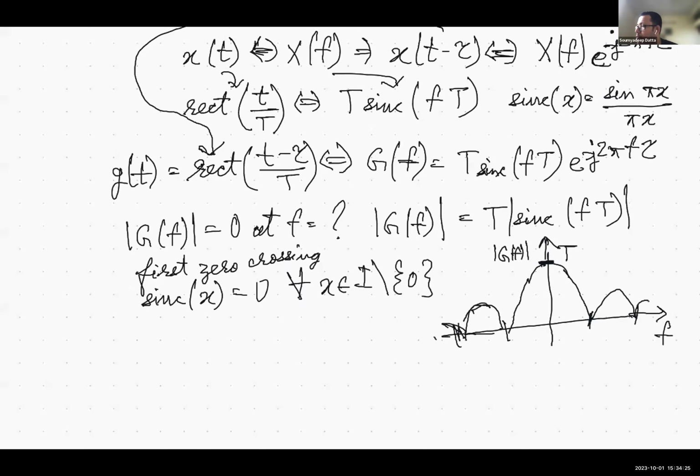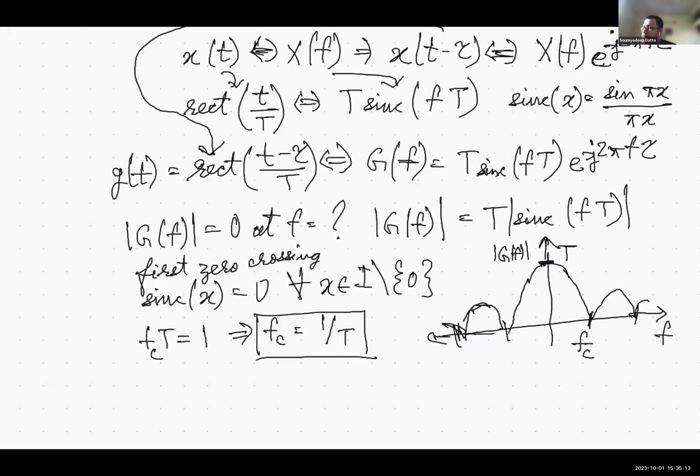And so we have to find this first 0 crossing point. If we want the positive direction, basically we need fT equal to some integer, and the smallest integer is 1. So this is the point f critical, and fc will be equal to 1 by capital T. This is my first 0 crossing point. This is something that we had discussed in the previous week's content also. I hope this is clear. This is again regarding the DSSS segment.